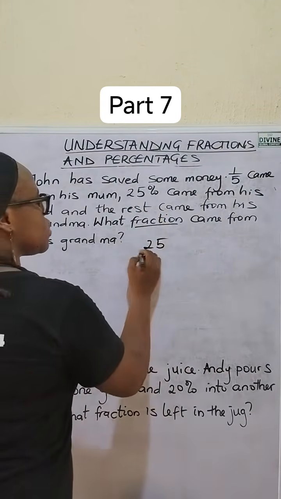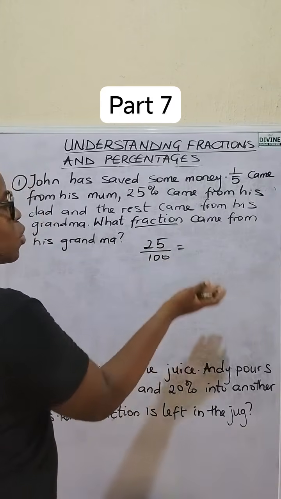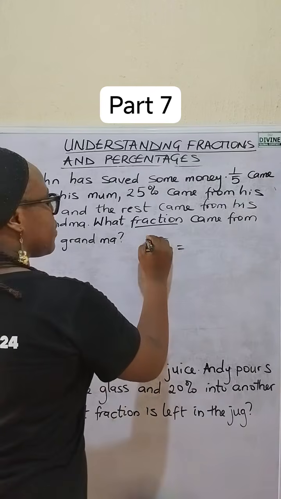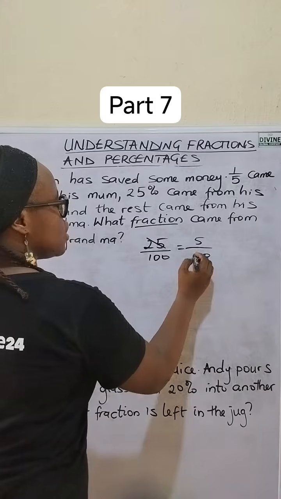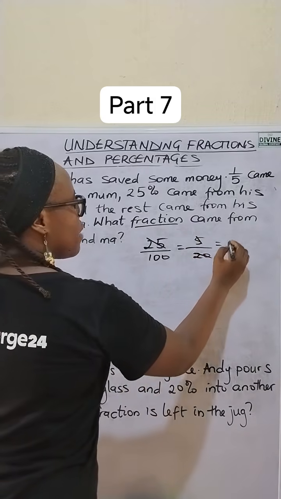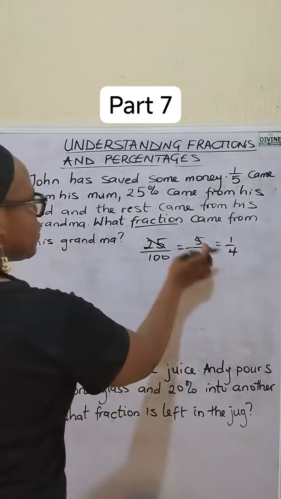25% is the same as 25/100. If you divide to the lowest term, you divide by 5, you have 5/20. Divide by 5 again, we have 1/4. So 25% is the same as 1/4.